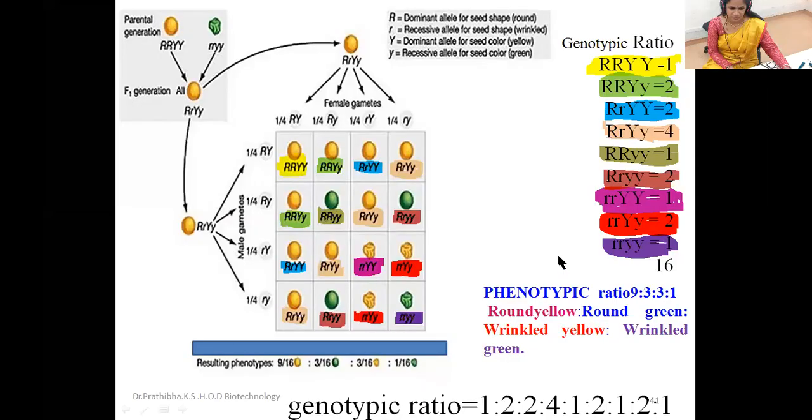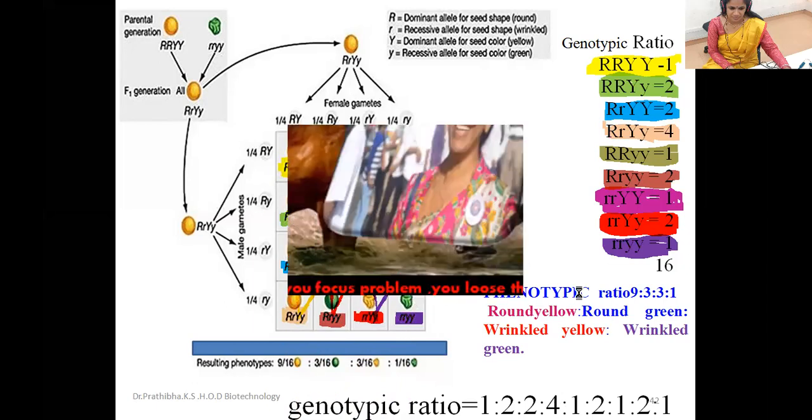Okay, now it's correct. This is the 16 combinations of round yellow and wrinkled green, then wrinkled yellow and round green ratios. You can also keep this in your mind. These are the different ratios.